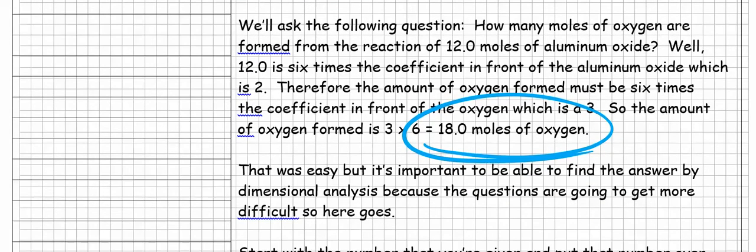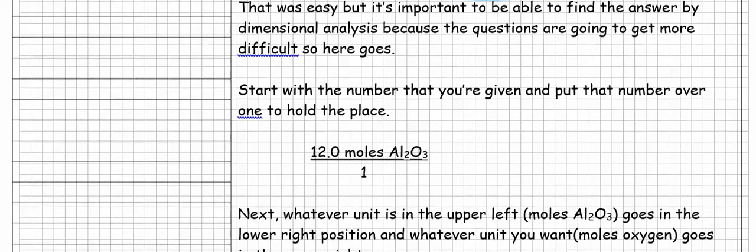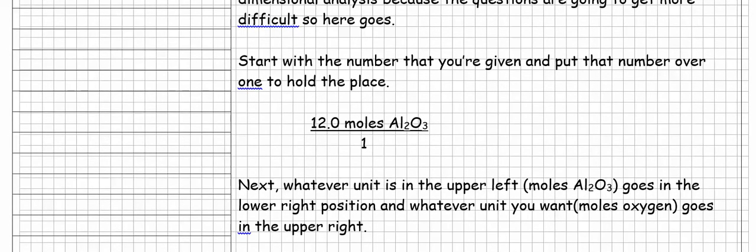All right, now that was easy, but it's important to be able to find the answer by dimensional analysis. We did it in our head because the questions are going to get more difficult as time goes on. So let's use dimensional analysis to do that. We're going to start with the number that we're given. We were told that we had 12 moles of aluminum oxide. We're going to put that over 1.